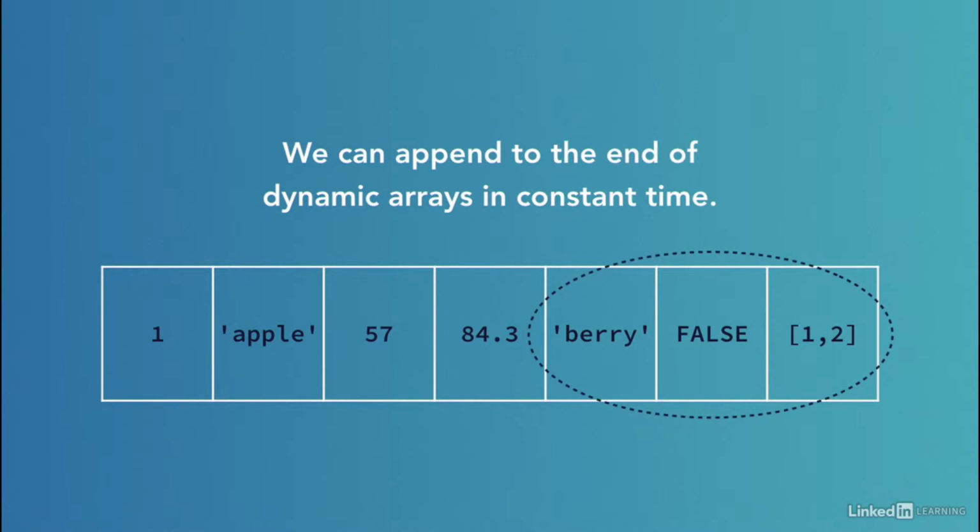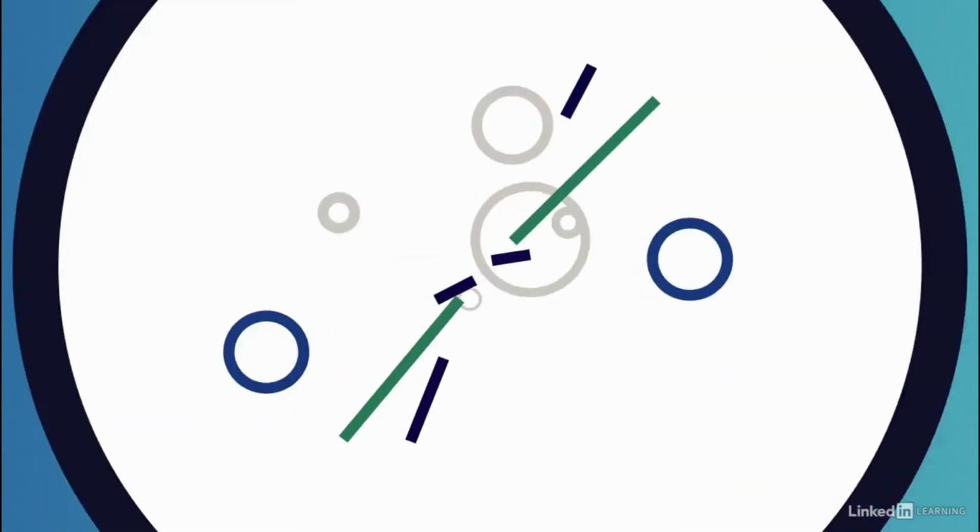We can also add items to the end of a dynamic array in constant time, because dynamic arrays reserve more contiguous memory than is actually needed, meaning that there's usually more slots available beyond the last occupied slot. These characteristics of dynamic arrays are available to us via Python lists, and again, you're very likely familiar with them.